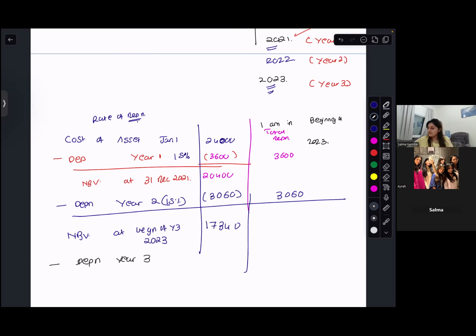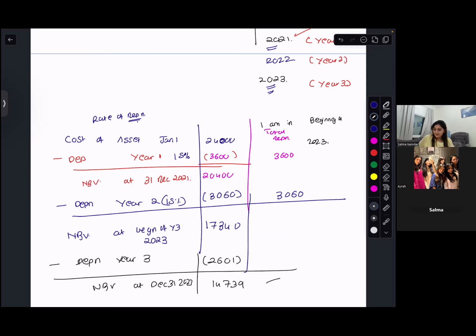Okay. So 17,340 into 15% is 2,601. So I do the depreciation for my year 3. So what I'll get is my net book value at December 31, 2023: 14,739, which is nothing but my carrying amount.